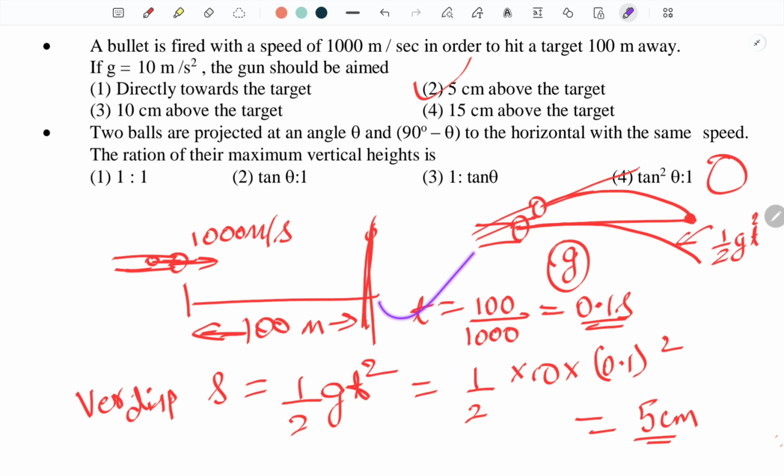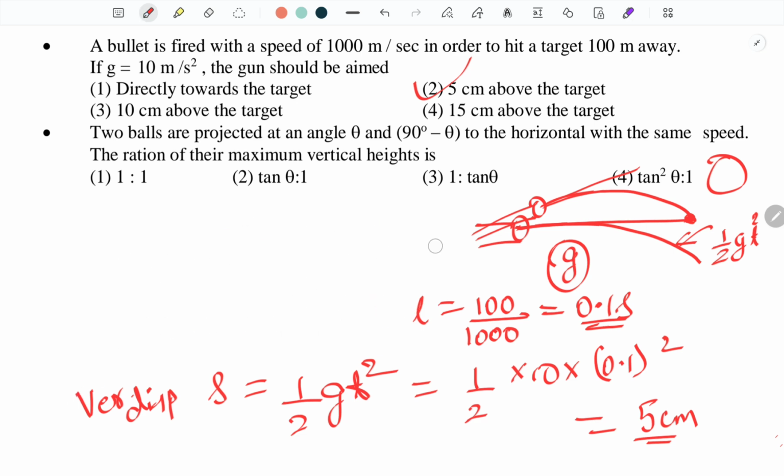So first we found out time: speed equals distance by time, time is equal to distance by speed, 100 by 1000. You got 0.1 second. Then we used half gt square. Half gt square is the effect of the acceleration due to gravity on the displacement. That's what it means. Okay, so 5 centimeter you get the answer. 5 centimeter above target is your right answer. Okay, let us move on to the next question.